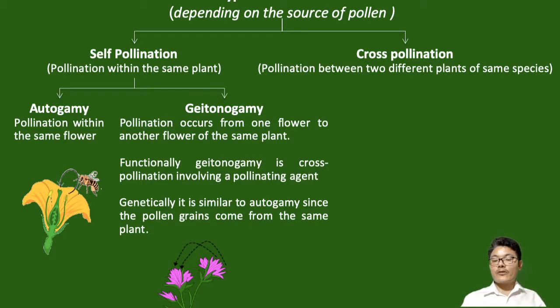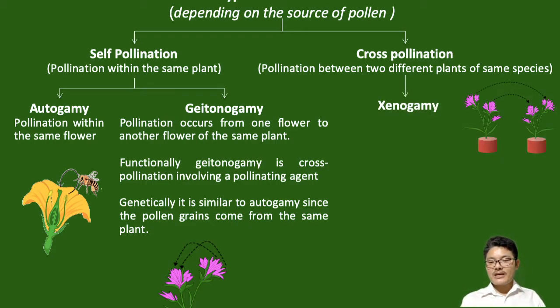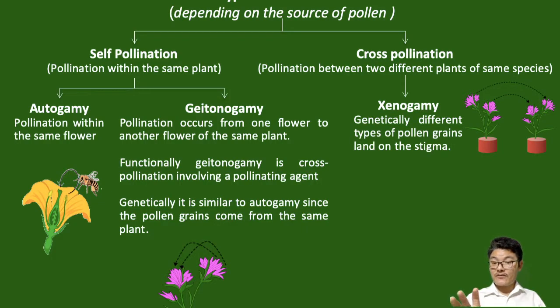Now, the technical term for cross-pollination is xenogamy. Xenogamy is the process of transfer of pollen grains from a flower of a plant to a flower of another plant, and both the plants should be of the same species. So pollination occurring between two different plants of the same species is called xenogamy. Now, if you look at the genetic aspects of xenogamy, there is production of different plants because there is mixing of genes of two different plants, though they are from the same species. So genetically different types of pollen grains will land on the stigma of the plants.